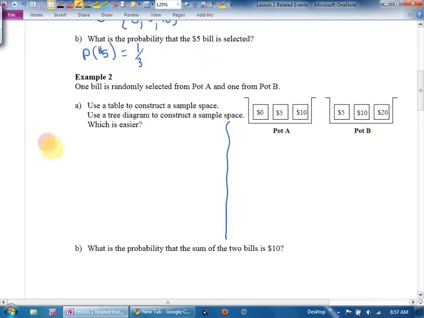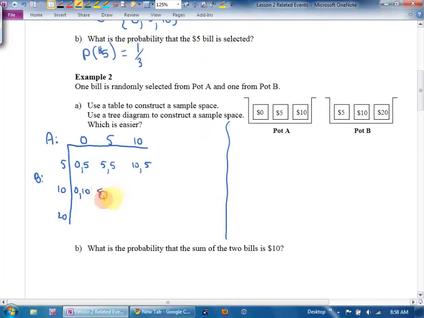But both are acceptable. So if I was going to do a table, I would go like this. A, and I would write a little 0, 5, and 10 right there. And then I would write a little B. And just to the left of the first 0 and below it, I would write a 5, 10, and 20. And then I would draw a line like this so that I can build my table. Can you see how this is going to work? I can get a 0 and a 5, a 5 and a 5, a 10 and a 5. This is another way to list all of the outcomes in an organized manner. Oh, I can get a 0 and a 10, a 5 and a 10, a 10 and a 10. I can get a 0 and a 20, a 5 and a 20, a 10 and a 20. How many outcomes? 9.